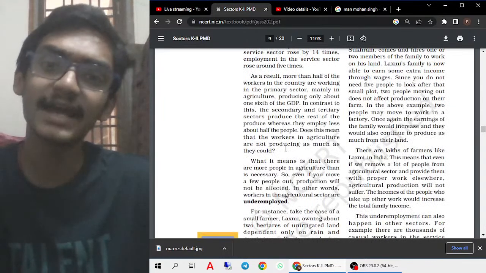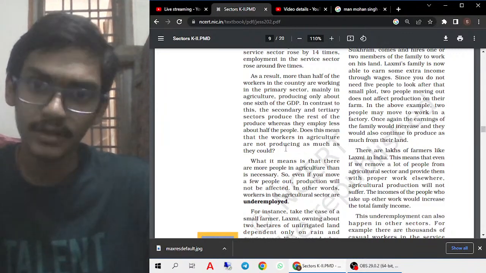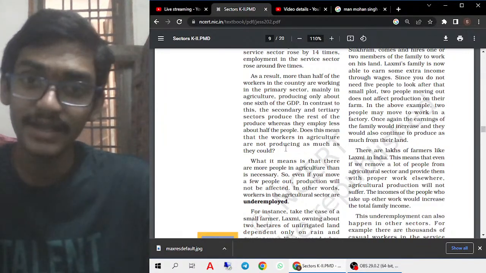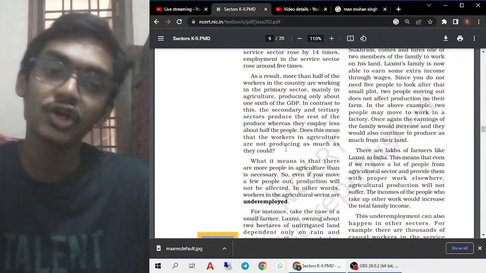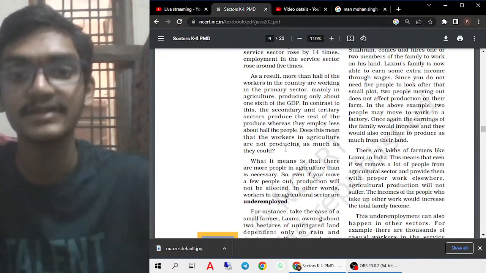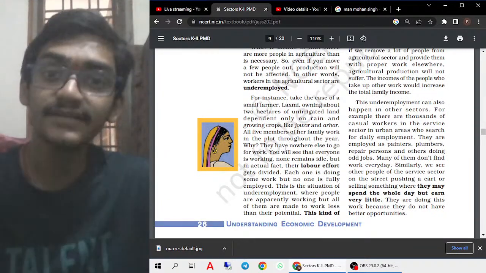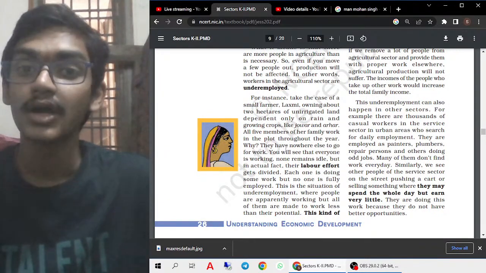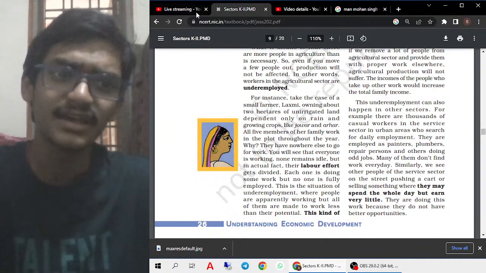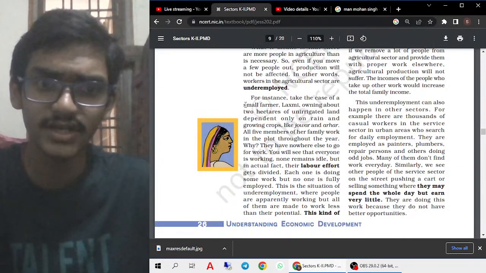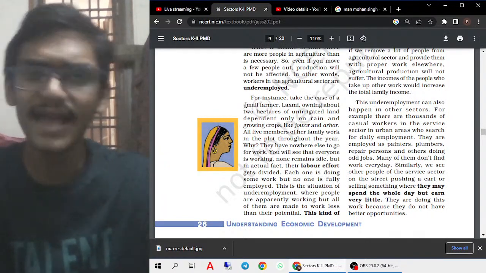So what are the main reasons that we see this kind of situation, wherein the employment is more in the primary sector but its contribution is very less? Why is this kind of situation arising? That is because of underemployment, wherein people are working less than their potential or their educational qualifications. Why do you think they are working less than their educational qualifications? This is because they are not able to get proper job opportunities. So because of that only, they are settling in the primary sector.